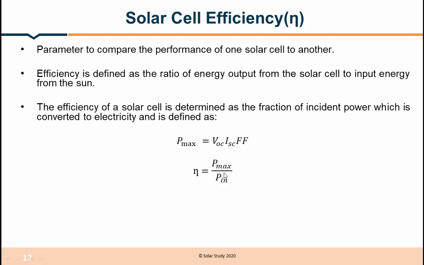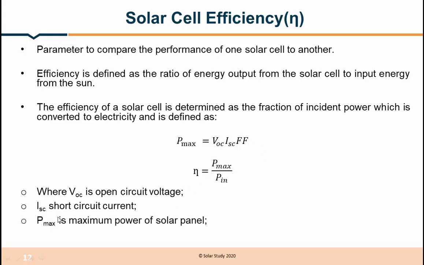How can I get Pmax? That is nothing but VOC into ISC into FF. Always we have to know that FF lies between 0 and 1. Here VOC is nothing but open circuit voltage, ISC is short circuit current, Pmax is the maximum power of the solar panel or solar cell, and FF is the fill factor.